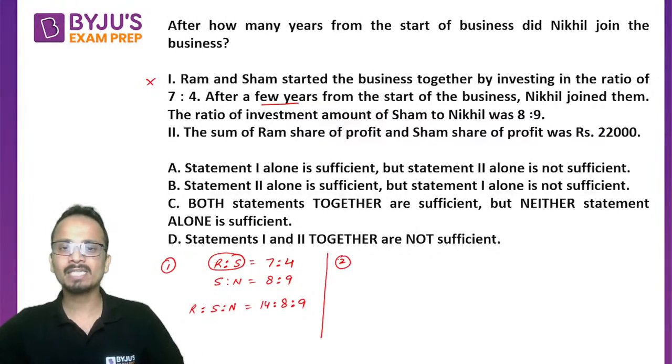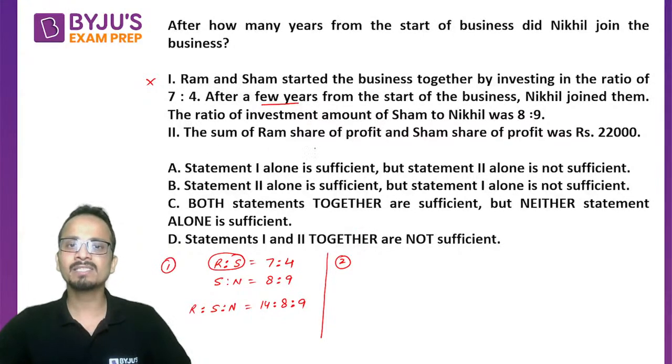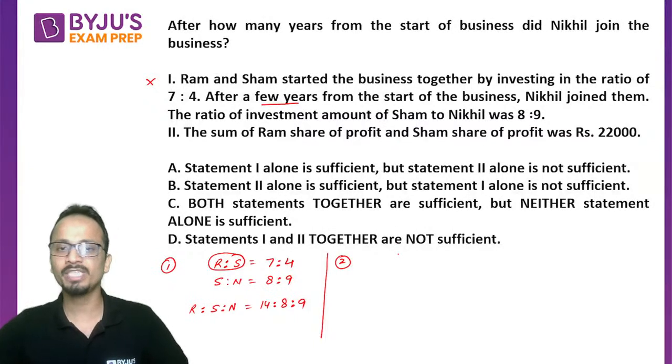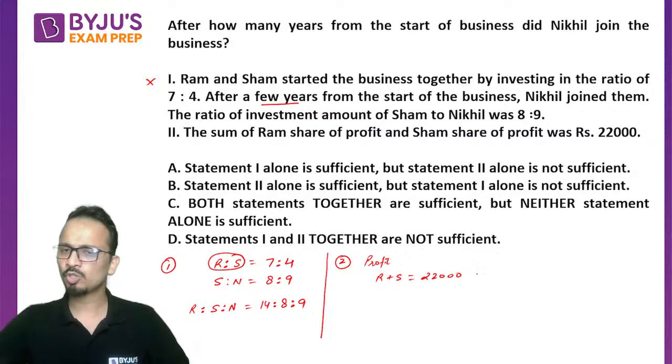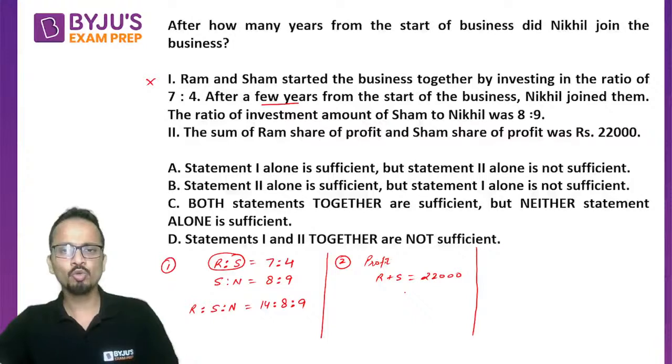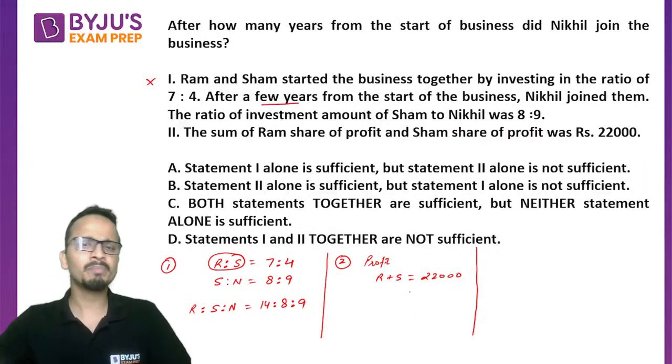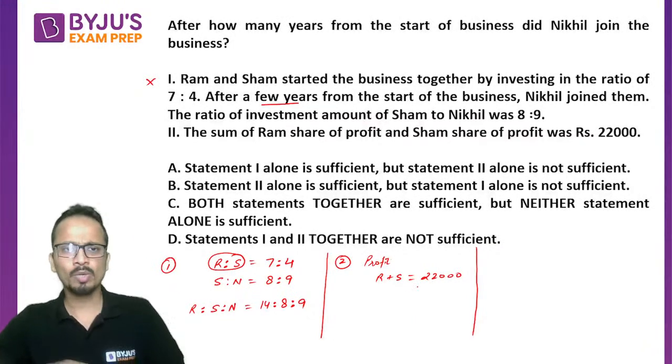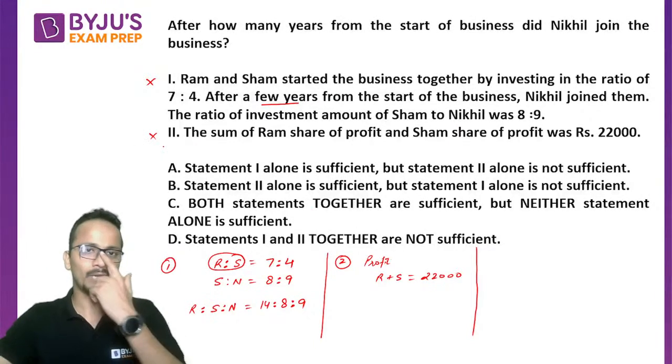Now let's look at statement number two alone. So it says that the sum of the share of the profit of Ram and Sham was 22,000. So profits की बात करते हैं अगर, Ram plus Sham, they have earned a profit of 22,000. Again, we don't know about the total profit, so we cannot do anything using statement number two. And in statement number two, there is no reference of Nikhil. So again, statement number two is not sufficient to answer the question.